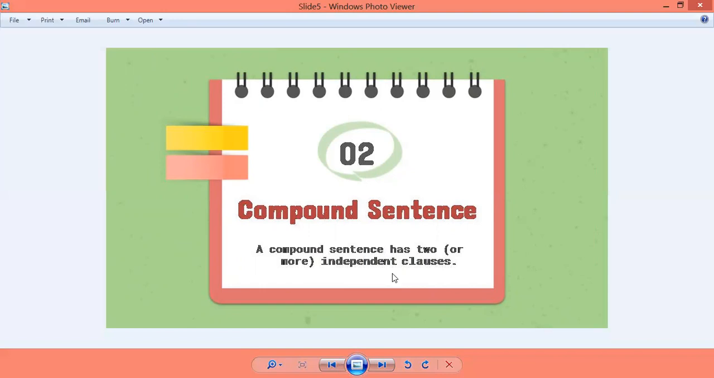Now there is no such rule that in a compound sentence there are going to be only two independent clauses. Here it is said that it has two or more. दो से ज्यादा भी हो सकता है. So make sure that you have understood that it is not just two, but two or more.